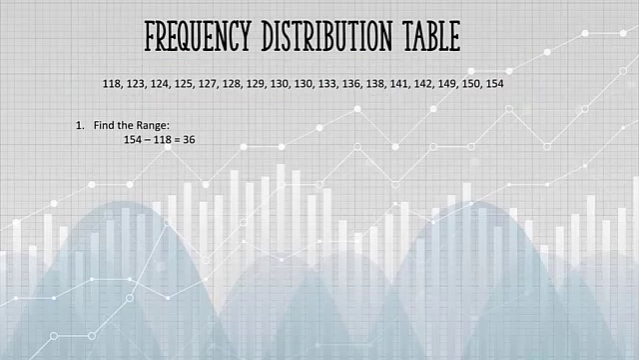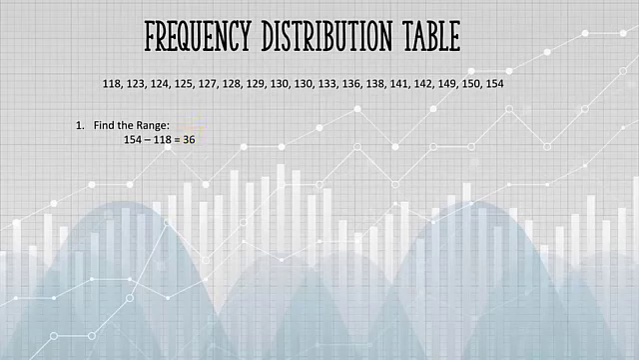The first step is to find the range. The range is going to be the maximum number, that's 154, minus the minimum, 118. When we subtract those two numbers, we get 36.